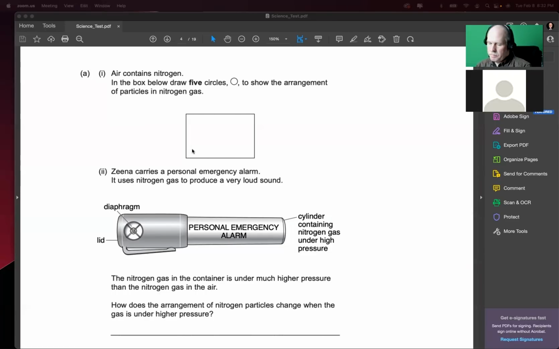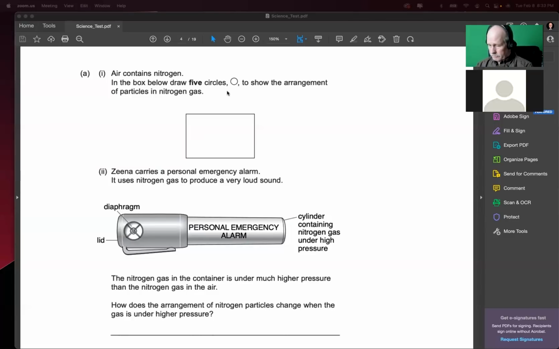How would they be arranged as a gas? Are you sure that a single circle is representing an entire N2 molecule? Yes. That's the way I'm stating it very clearly. In the box below, draw 5 circles to show the arrangement of particles in nitrogen gas. So a particle in nitrogen gas would be a nitrogen molecule. And that's the way I'm going to grade it. So how would those gas molecules be arranged in that box?